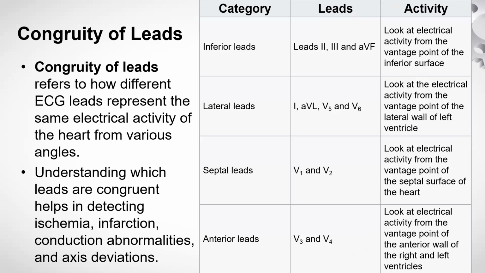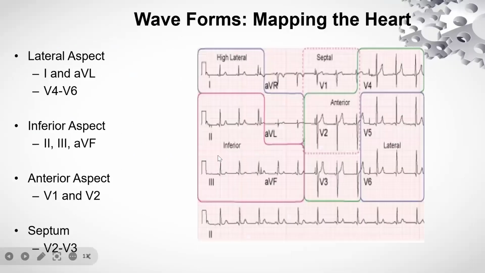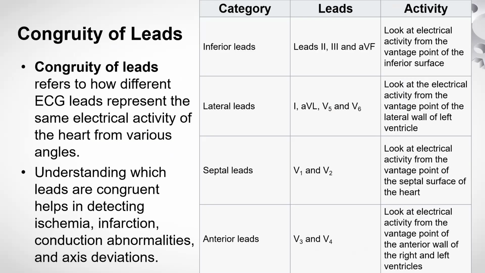Septal leads look at the electrical activity of the heart from the septal surface of the heart, while the anterior leads look at the V3 and V4. V3 and V4 are the anterior leads, and they look at the electrical activity from the vantage of the anterior wall of the right and left ventricles. This is important. You don't need to cram it, just look at it.